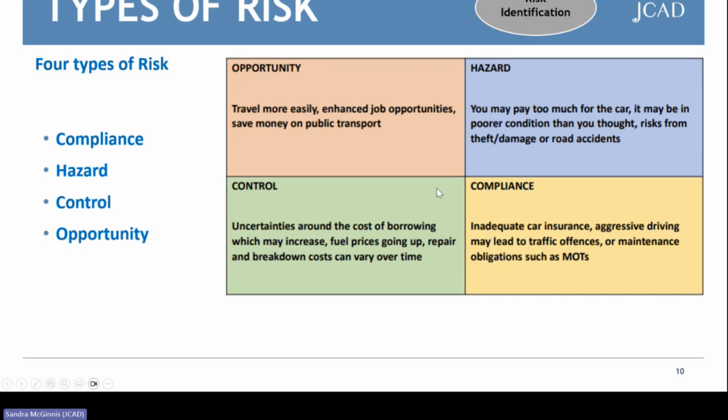So you might borrow a certain amount of money, your interest rates might go up, fuel prices go up all the time. And then you've got your opportunity risks. So the upside of owning cars might enhance your job opportunities. You might be able to drive further, it might save money on public transport, those sort of things. Makes it a lot easier for getting around.